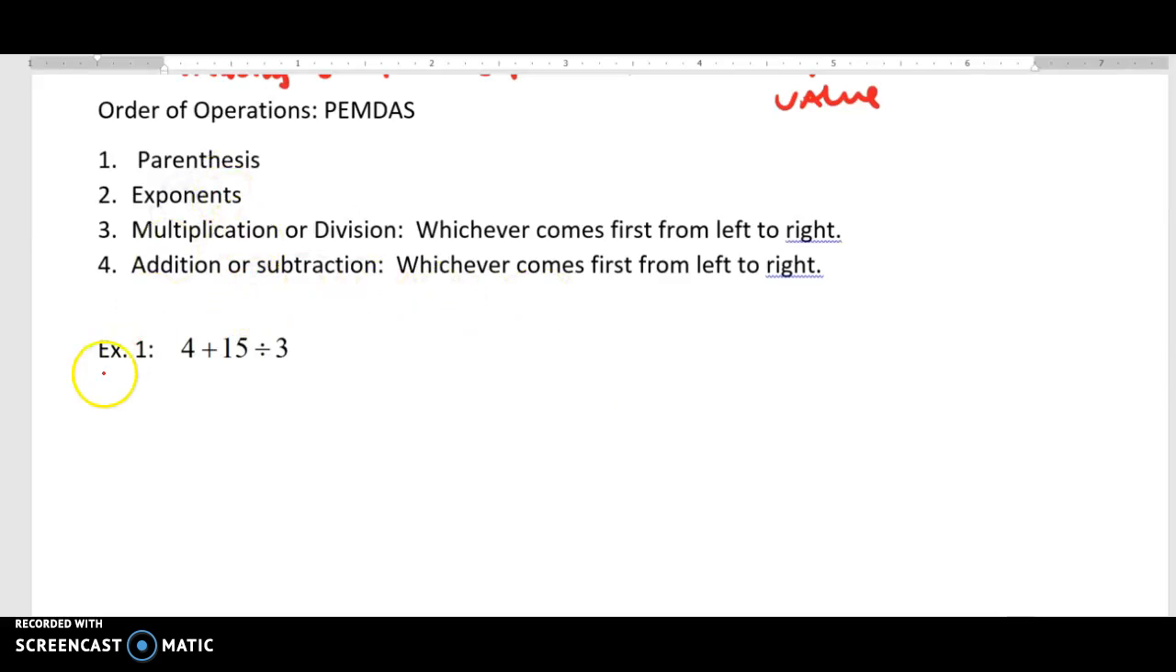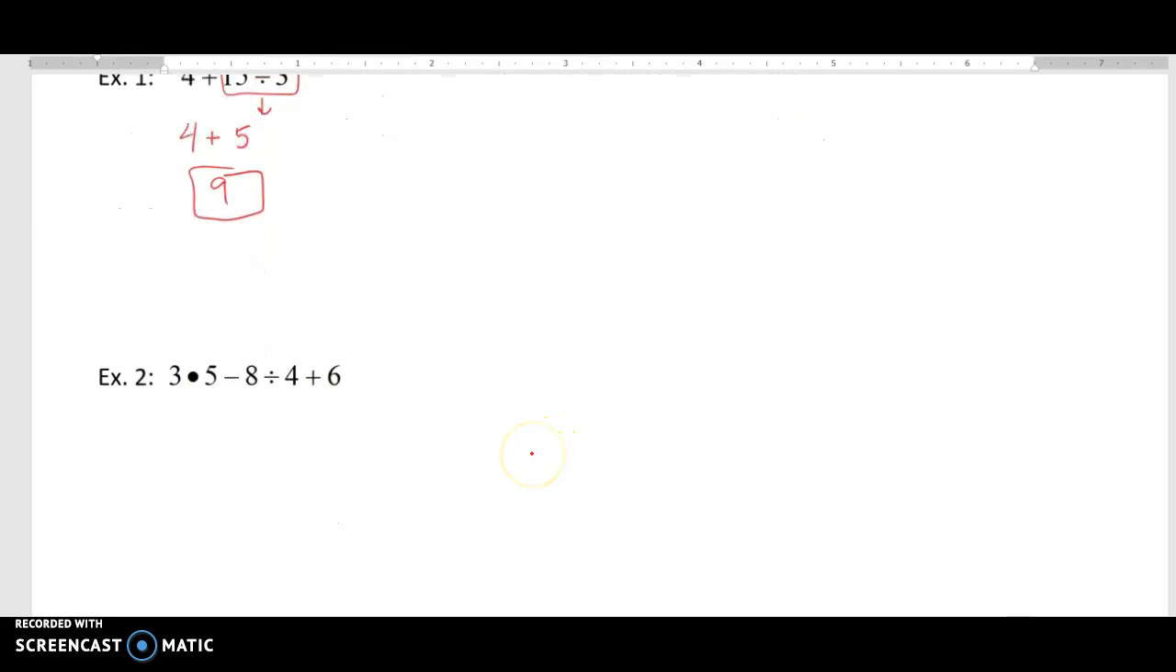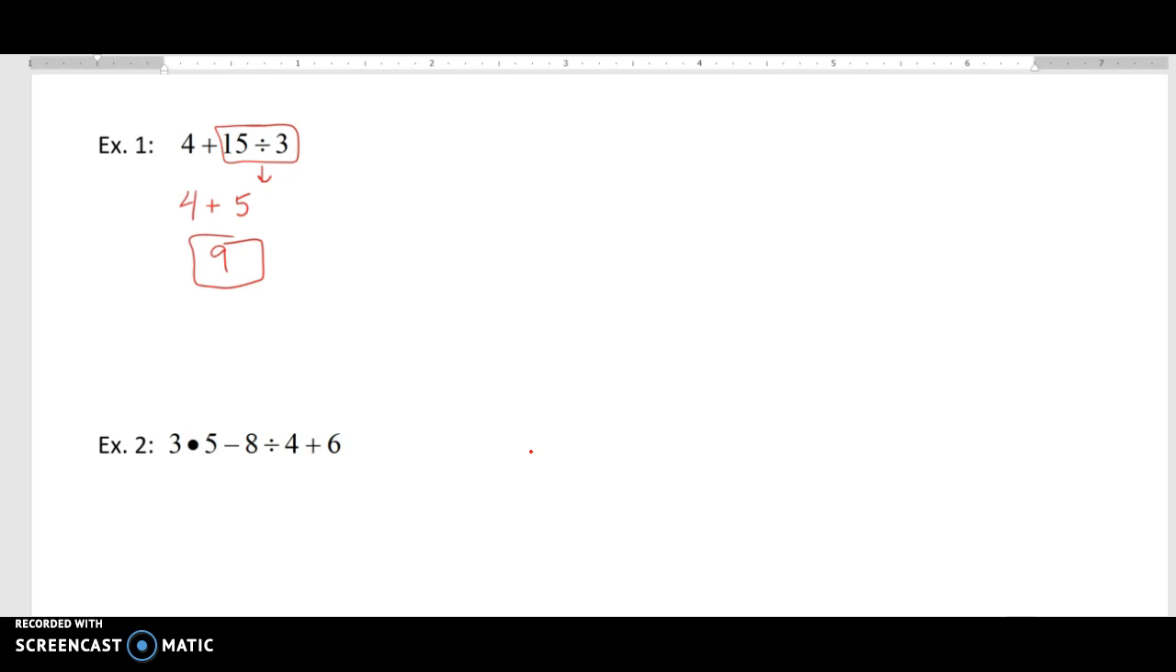Okay, so in example 1 here, obviously there's no parentheses, so we're good there. As I look, there's no exponents, so we're good there. So as I scan from left to right, we have addition, then we have division. I must stop and do this division. So when I do that, I bring down the 4 plus, what is 15 divided by 3 going to give me? 5. Now I have one last operation to do here, and this expression will simplify to 9. Okay, this is very important in all of mathematics because it helps us solve equations also.